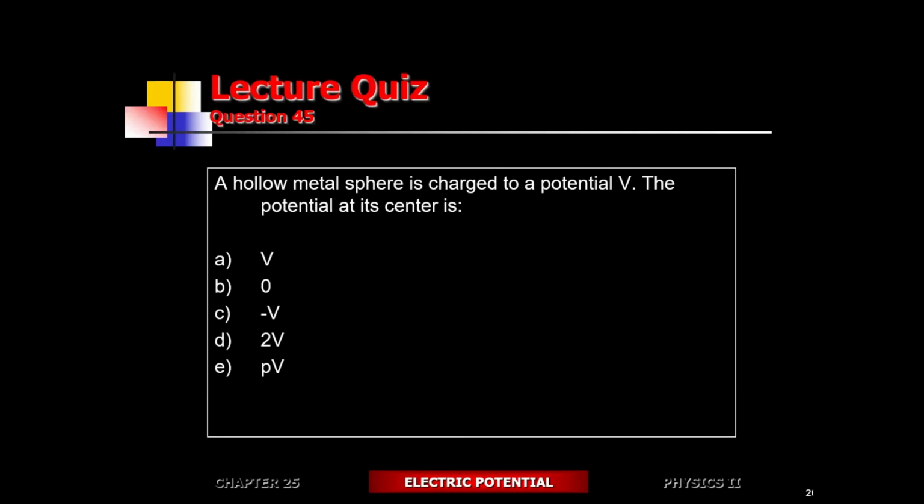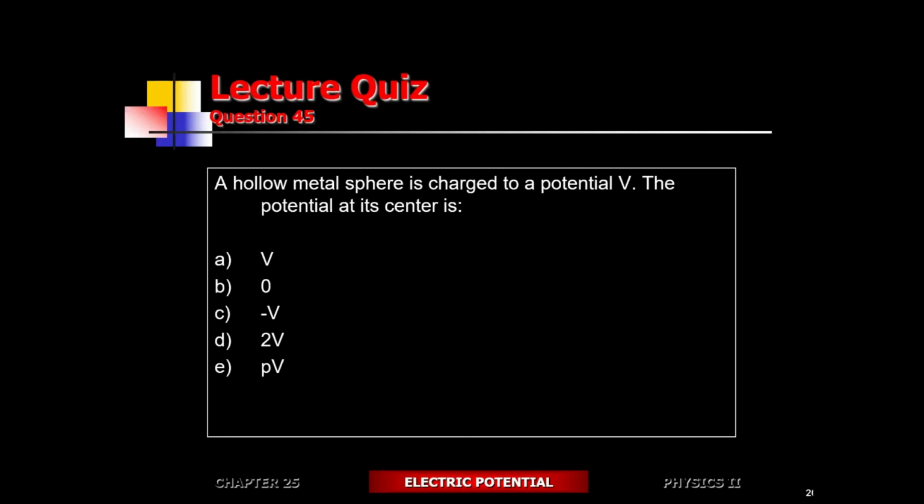What does it say? A hollow metal sphere is charged with a potential of V. So what's the potential at its center? The hollow metal sphere is charged with a potential of V, which means that right at the surface, the potential is going to be V. So what do you suppose the potential at the center is going to be? It would be V because it's the same thing. Right, give yourself 5 points, guys.